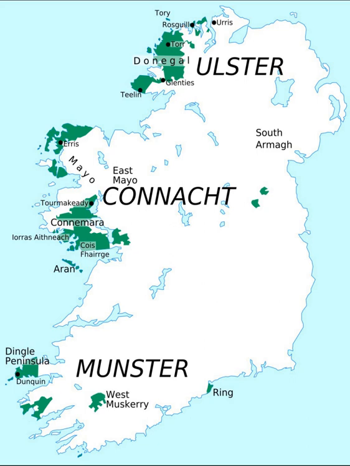Hiberno-English also allows h where it is permitted in Irish but excluded in other dialects of English, such as before an unstressed vowel, e.g. haha, and at the end of a word, e.g. McGrath. There is epenthesis in words like film and form.